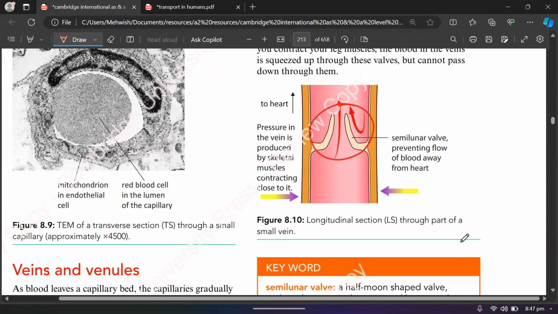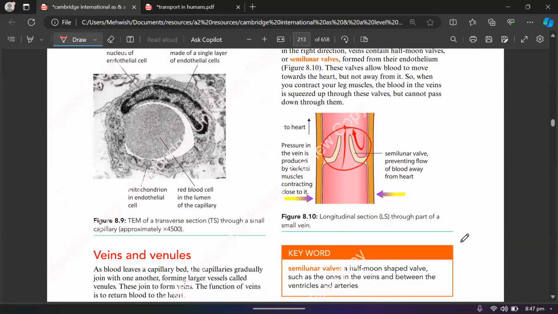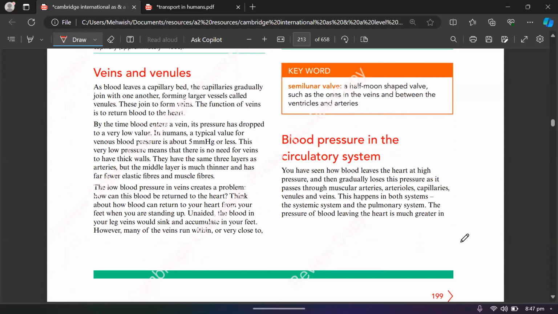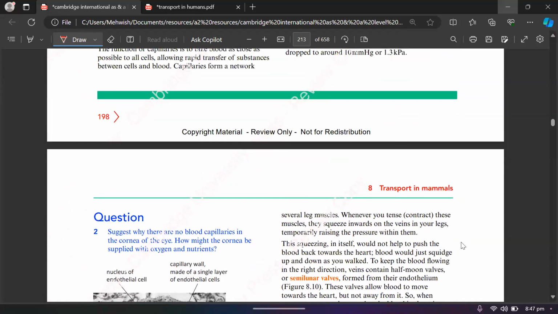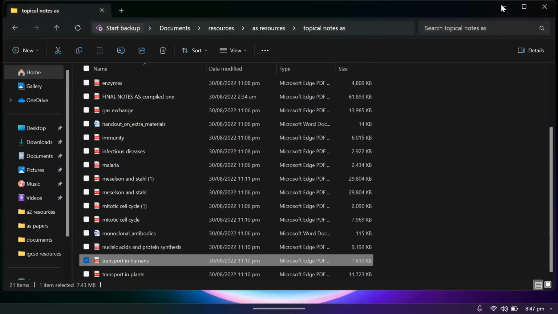So that's it for today. I hope you understood the concept, or I hope you understood the comparison between an artery, vein, and a capillary, right?